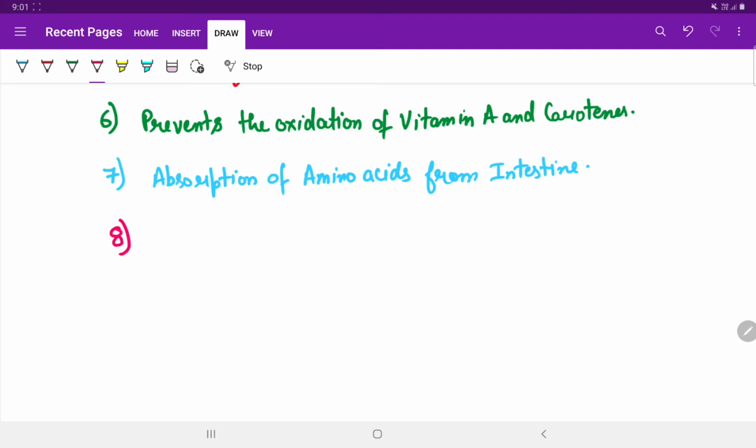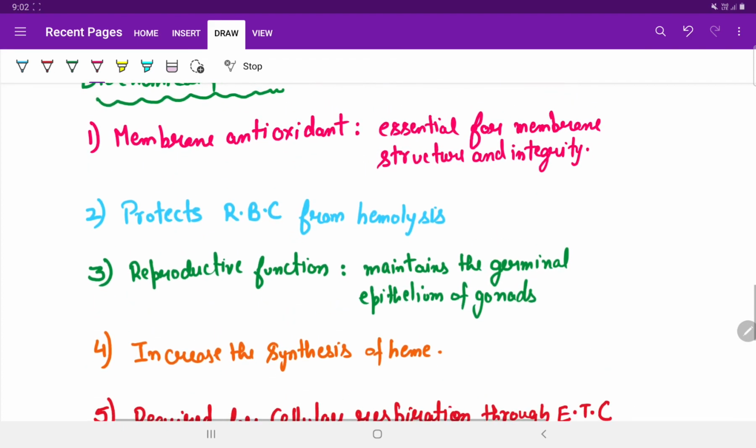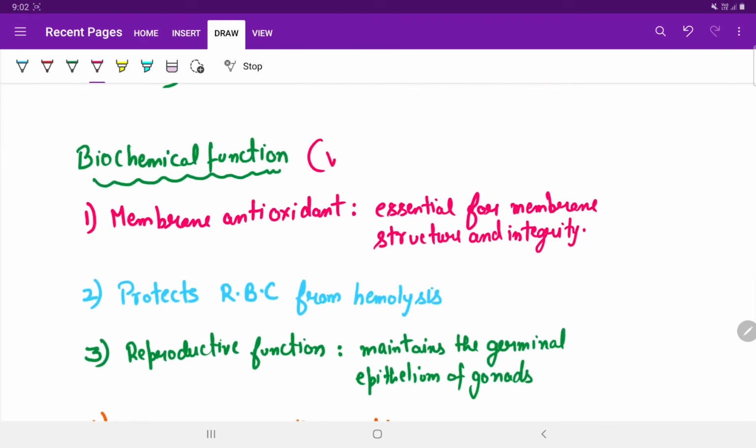It also protects the liver from being damaged by toxic compounds such as carbon tetrachloride, and it also helps to delay the onset of cataract, as it works in association with vitamin A, C and beta carotenes. So these are some major biochemical functions that are performed by vitamin E.